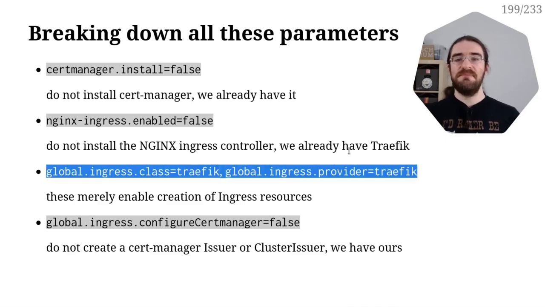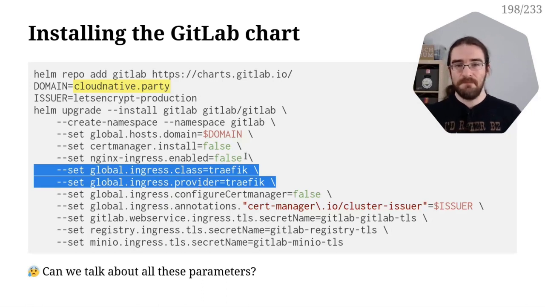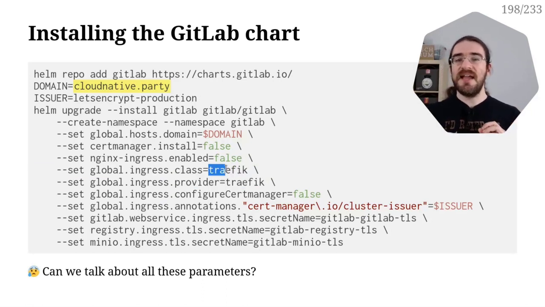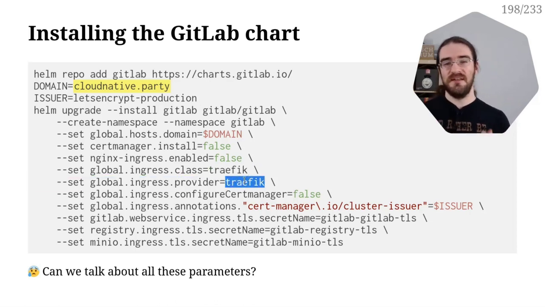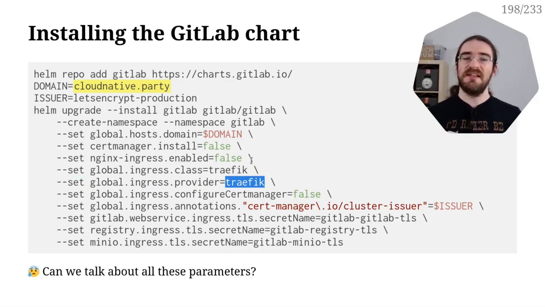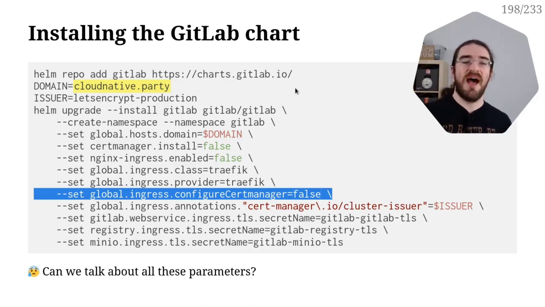Now these parameters, global ingress class, global ingress provider, as far as I can tell, the exact value doesn't matter too much. It's just going to trigger a few things in the chart so that it understands that it needs to create a bunch of ingress resources. So for the GitLab web server, for the registry, and for MinIO, if I remember correctly. That one, configure certmanager false, means do not create a cluster issuer because we will provide ours.